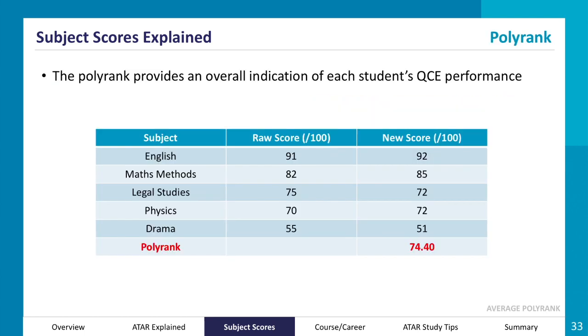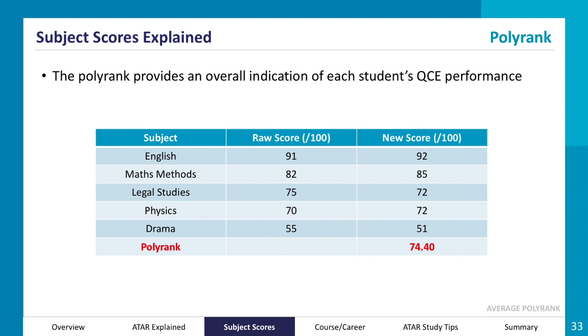Stick with me. Now, essentially the Polyrank provides an overall indication of QCE performance across all of your subjects. The Polyrank is calculated by looking at your top 5 scaled subjects and finding the average of those top 5 scaled results. So taking the example from earlier, remembering that we had that new round of scaled scores based on percentiles in the third column, we find the average of those results, and this particular student's Polyrank is 74.4. Great. What does that mean?